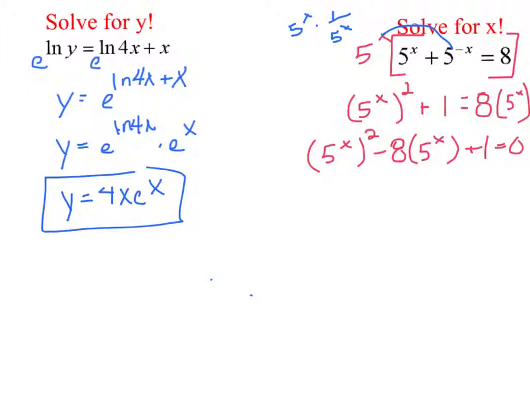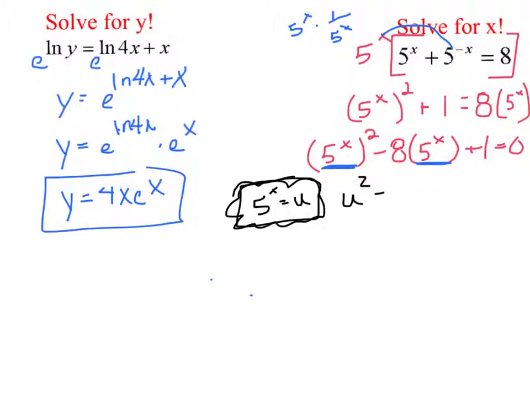And at this point, it starts to look a little familiar. And I'm going to take all of those 5 to the x's and replace it with a different variable. Every time I see it, I'm going to write a u. Okay? That's kind of my key. So I'm going to have u squared minus 8u plus 1 equals 0.